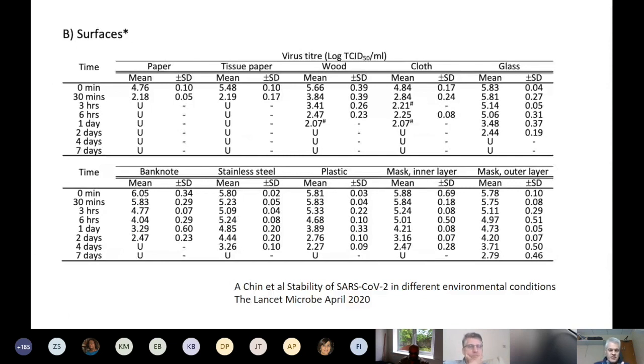Secondly, they also tested on different surfaces, and I think this is really interesting because you can see that on paper and tissue paper, it only survived for under an hour. Whereas if you look at some of the other media, it hangs around, certainly on money, for a couple of days, and then on metal and plastic surfaces for half a week. And rather interestingly and rather worryingly, on the inner and outer layers of masks, it survived for 7 days. And these were surgical masks. So surgical masks certainly need to be disposed of carefully when used in the clinical environment.